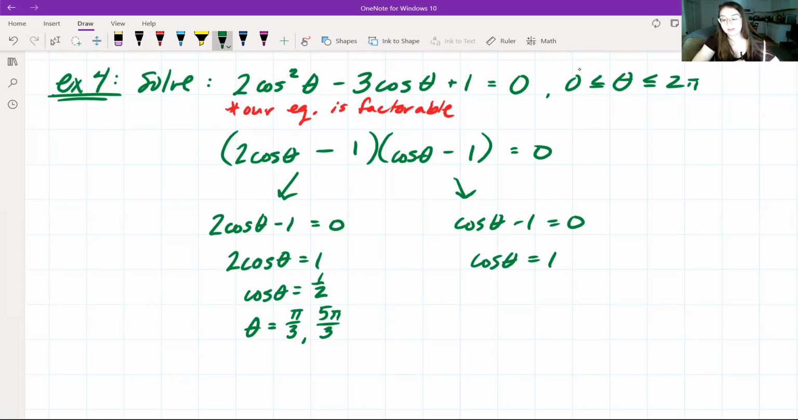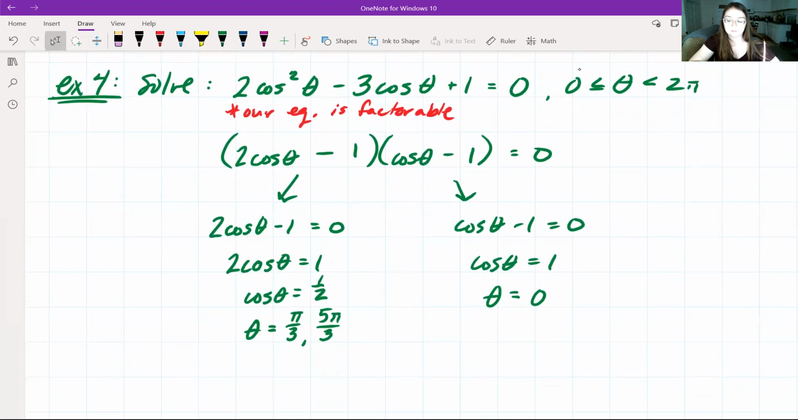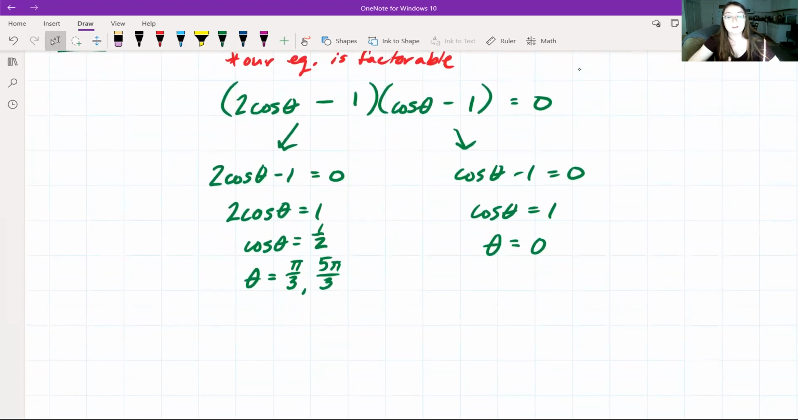Then for cosine of theta equal to 1, the only value of theta that would give us this would be 0. Technically also 2 pi, but since they're almost the same, we don't actually consider 2 pi, we only consider 0. So I've now found 3 solutions of theta for our equation.